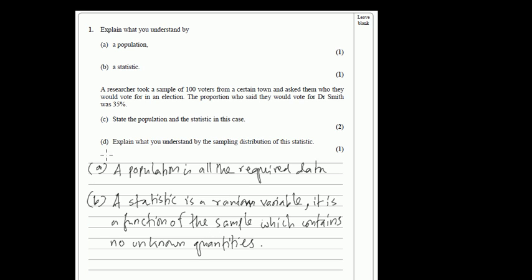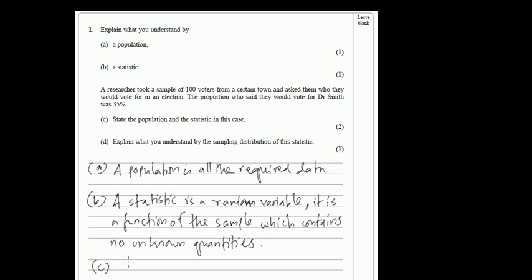The next one is question number C. A researcher took a sample of 100 voters from a certain town and asked them who they would vote for in an election. The proportion who said they would vote for Dr. Smith was 35%. State the population and the statistic in this case. The population is what you need. All the required data is all the voters.